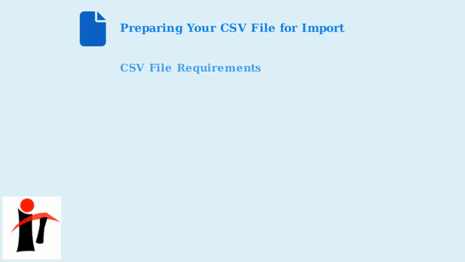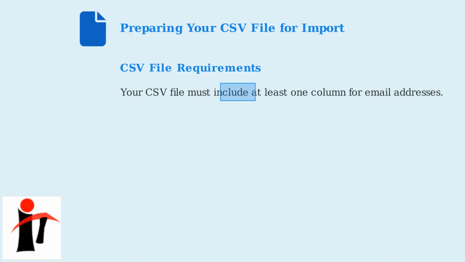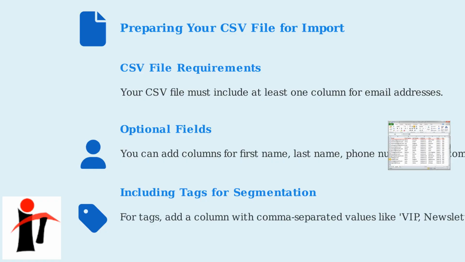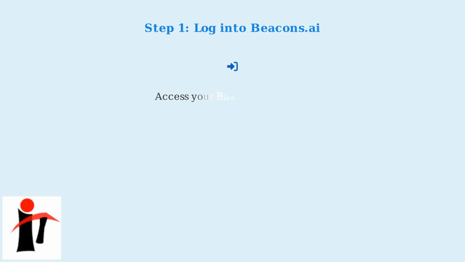To prepare your CSV file for import into Beacons.ai, ensure it meets specific requirements. The file must contain at least an email column to identify subscribers. Optional fields you can include are first name, last name, phone number, or any custom attributes relevant to your subscribers. If you want to apply tags during import for better segmentation, add a dedicated column with tags separated by commas, such as VIP, newsletter. Finally, clean your data by removing duplicates and saving the file with UTF-8 encoding to prevent any import errors.